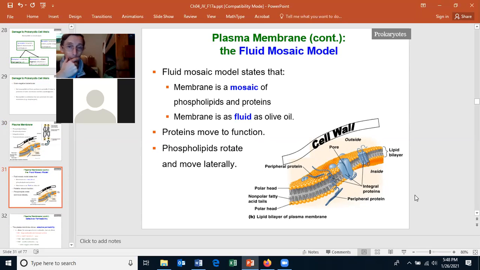So olive oil, if you look at it on your counter, there might be a little bit of it which is partially solid at the very bottom, but the majority of it is pretty thick fluid. And if you refrigerate olive oil, it'll become solid. But at room temperature, it is a fluid, maybe a thick fluid as opposed to corn oil, for example, but it is a fluid. Proteins move around on the membrane to function. We'll talk a little bit about that.